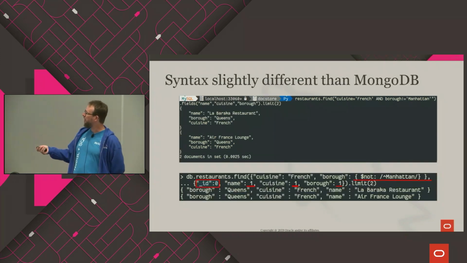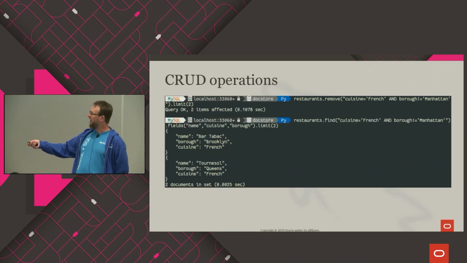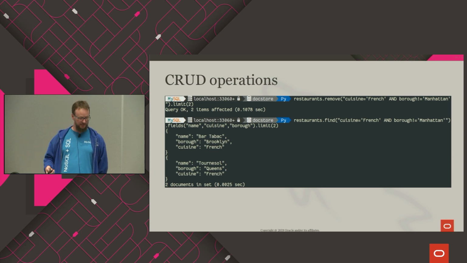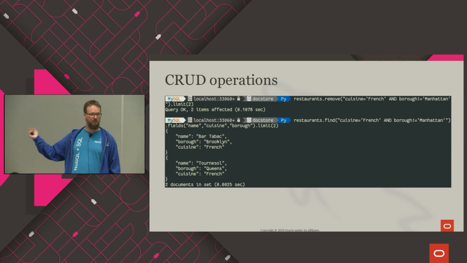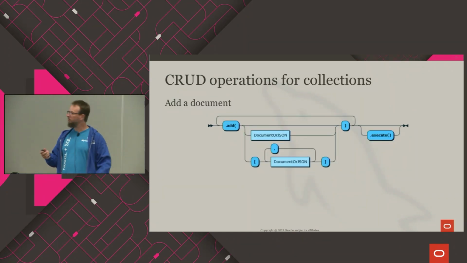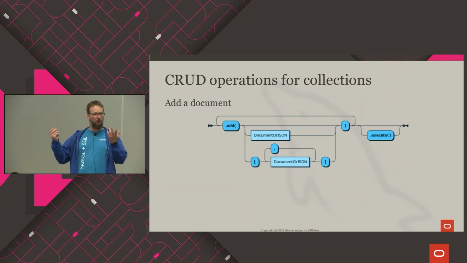Remember, the first two were La Baraka restaurant and Air France Lounge. Now, they are Bar Tabac and Tournesol, because the two documents, we deleted them, right? It's just one easy operation. So this CRUD operation to work with the collection, right? We can use the add to add documents.